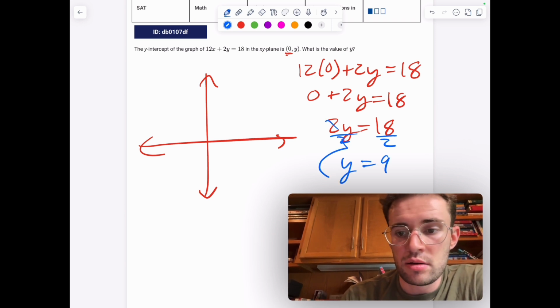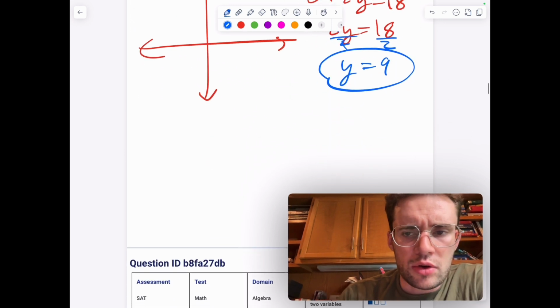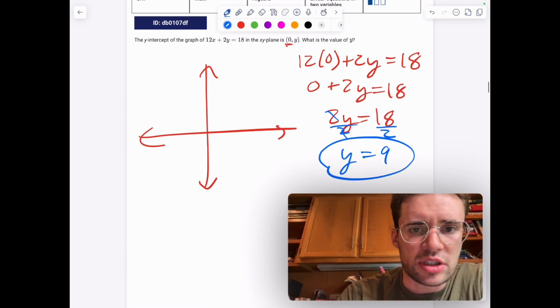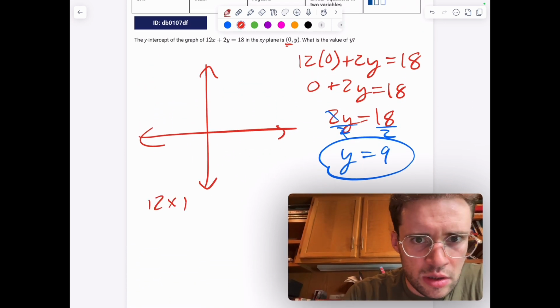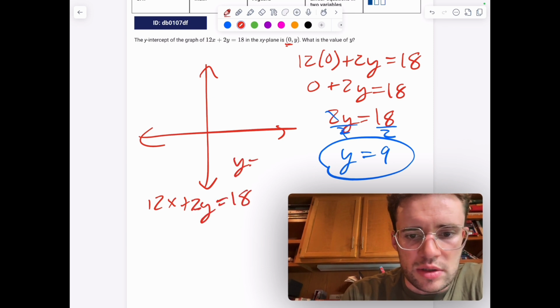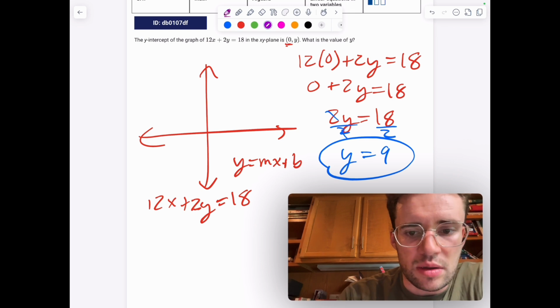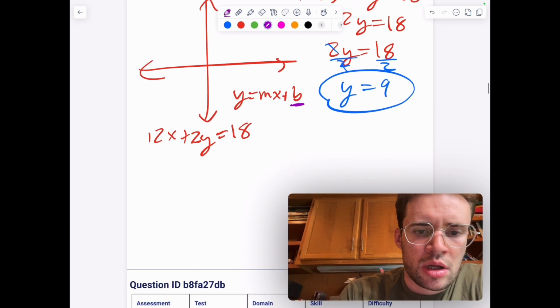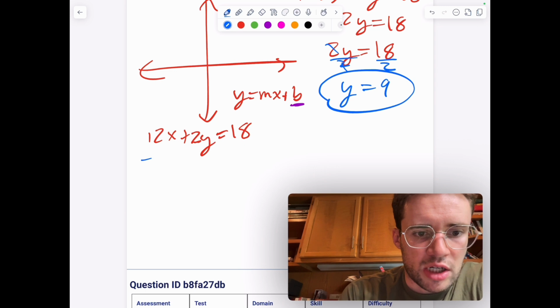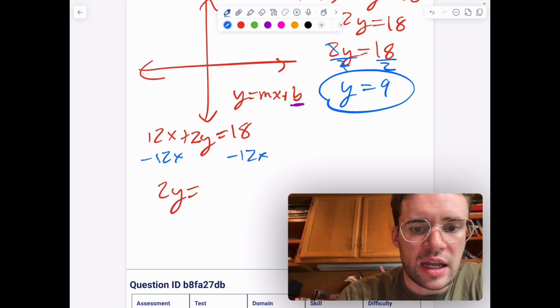So y is going to be 9. That would work. The other thing you could do is change it into slope-intercept form. You have 12x plus 2y equals 18. We'd want to get it into y equals mx plus b form, and then whatever the b value is, the b is the y-intercept. So we could subtract 12x from both sides, which gives us 2y equals negative 12x plus 18.